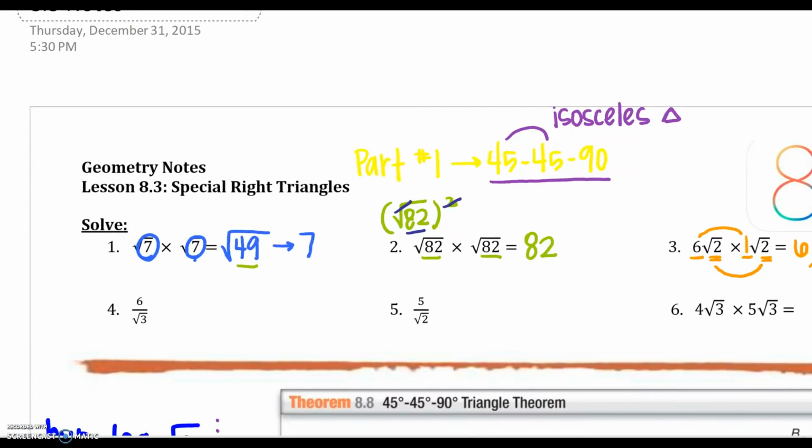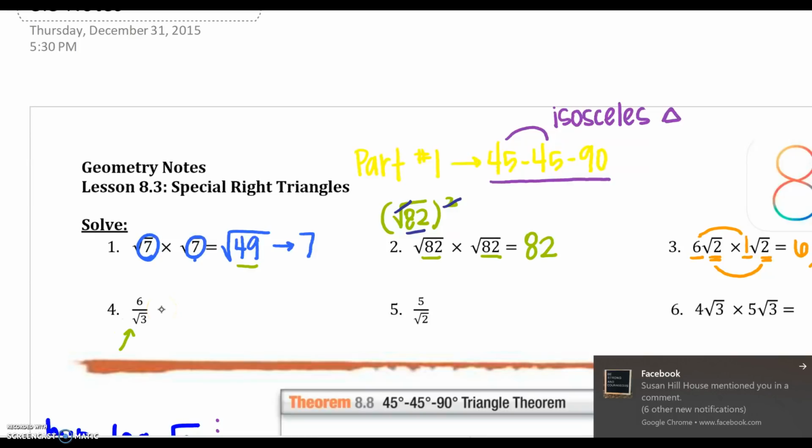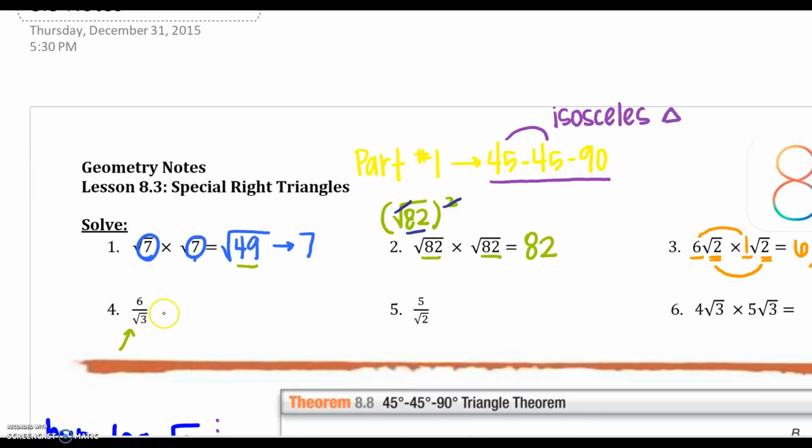Some people like to add those two together, but it is a multiplication. All right, moving on to number 4, we have this radical in the denominator, and we cannot leave it that way. So we are going to multiply the top by square root of 3 and the bottom by the square root of 3. We do that because square root of 3 times the square root of 3 becomes 3 in the denominator, which gets rid of that square root.